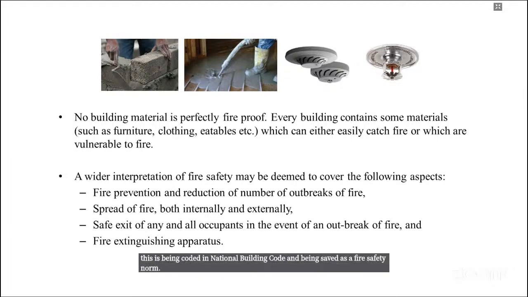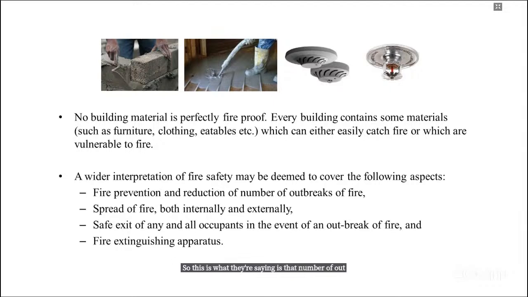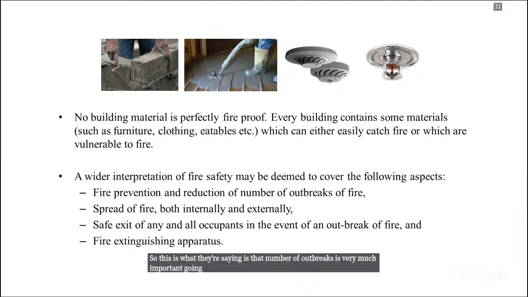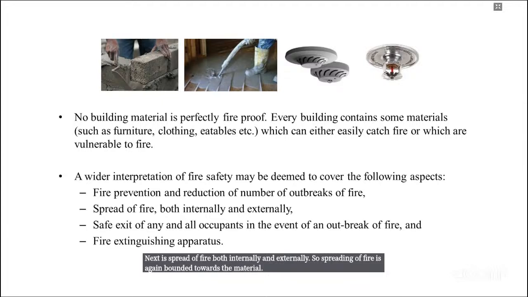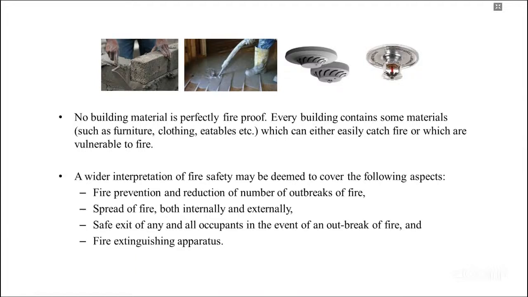So what they're saying is that the number of outbreaks is very much important, whether going rising high or going horizontally or vertically. Next is spread of fire, both internally and externally. So spreading of fire is again bound to the material you are using at the external finish or the internal. Just to give you an example of RCC. We are very much aware about the coating of RCC, and casting columns with RCC, and we design the things according to this.